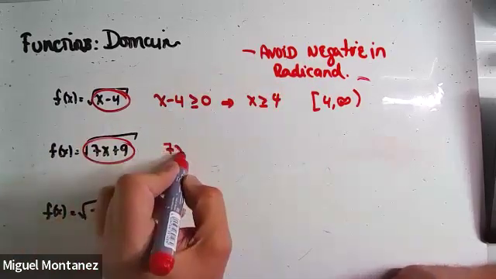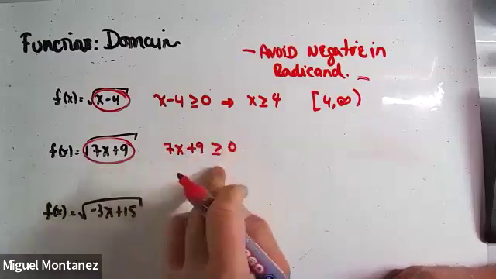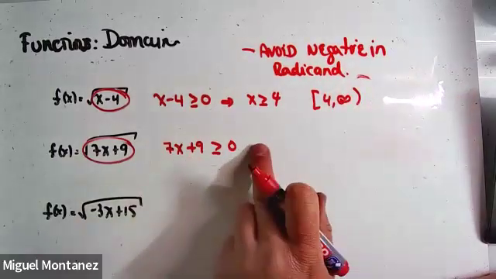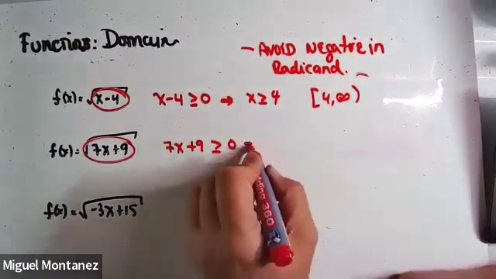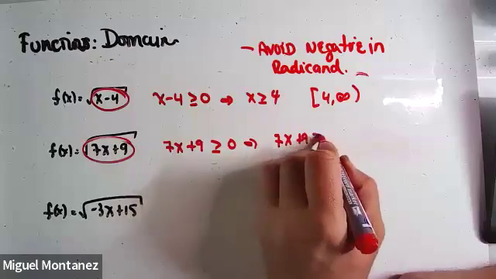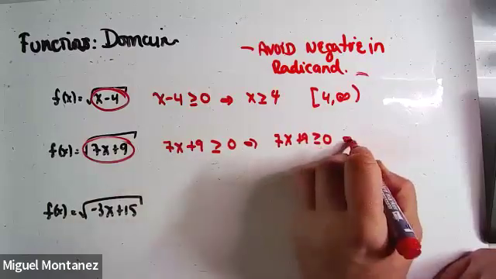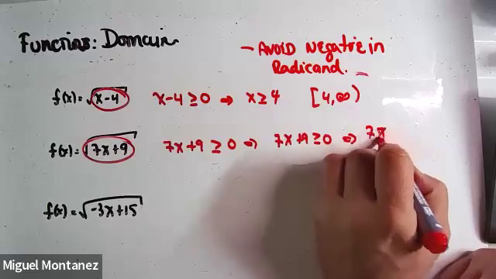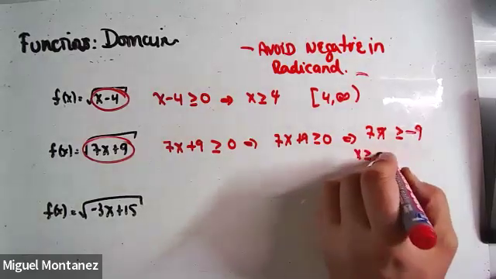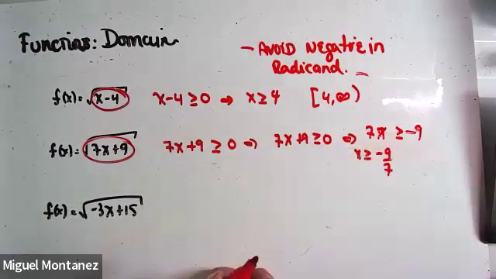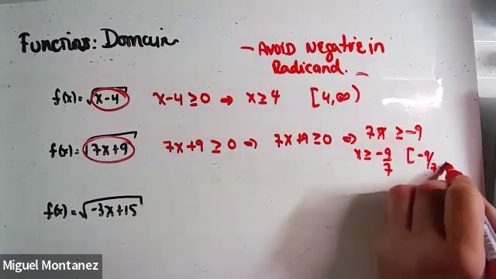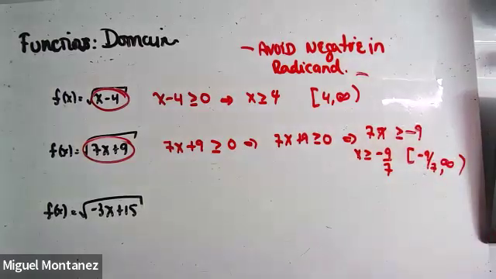My radicand 7x plus 9 must be greater than or equal to 0. We cannot afford to have negative in the radicand. Subtract 9, divide by 7. So 7x plus 9 greater than or equal to 0. Therefore, 7x greater than or equal to -9, or x greater than or equal to -9 over 7, comma, infinity. That will be your domain in interval notation.